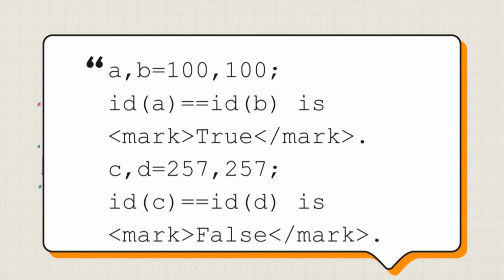Okay, so check this out. Here's a fun little Python puzzle for you. If you take the number 100 and assign it to two different variables, a and b, they actually point to the exact same object in memory. But if you do the very same thing with the number 257, you get two completely separate objects. So what gives? Why does that happen?